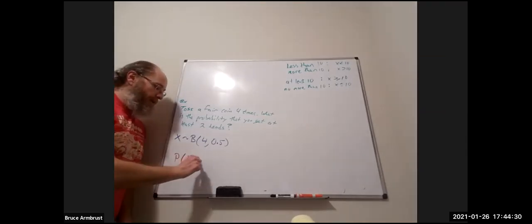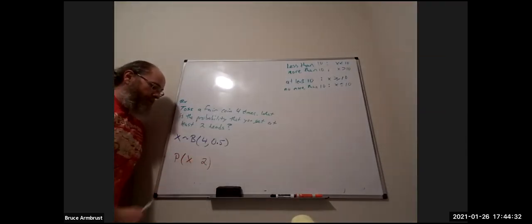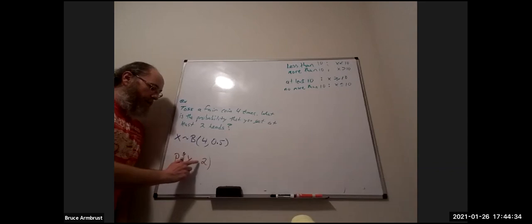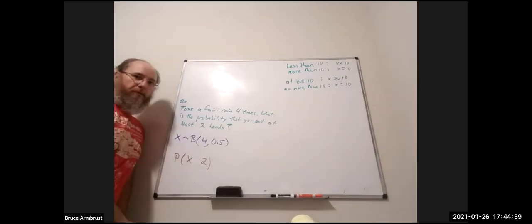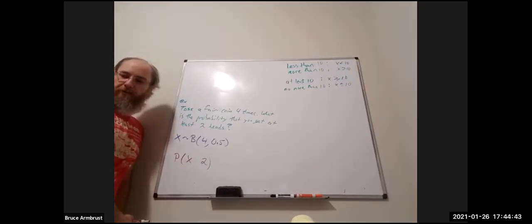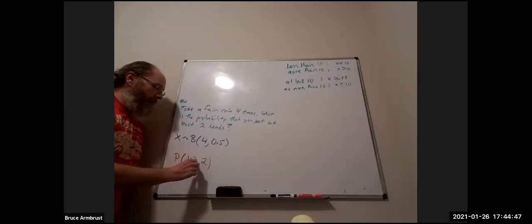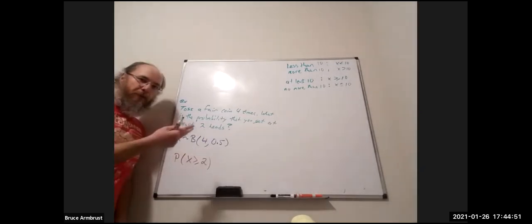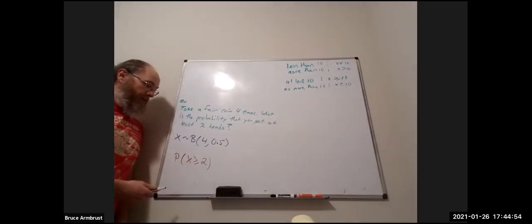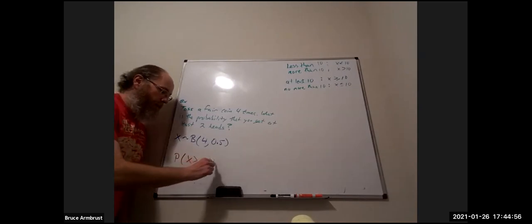I'll put in this part. I know there's a 2 because we're comparing it to 2. But what goes in here? Equals, greater than, less than, greater than or equal, less than or equal. Greater than or equal. Good. It's going to be greater than or equal, because we want at least 2 heads. So they can be 2 heads, 3 heads, or 4 heads.